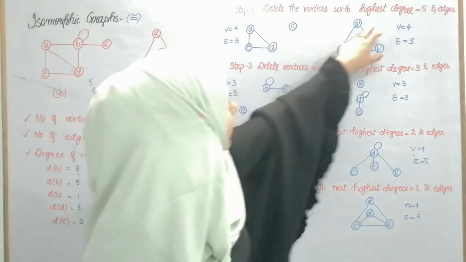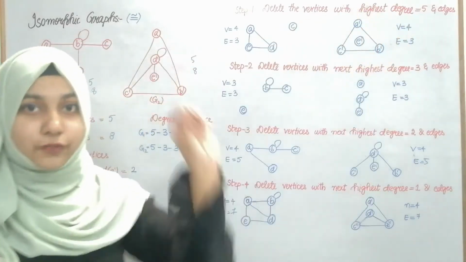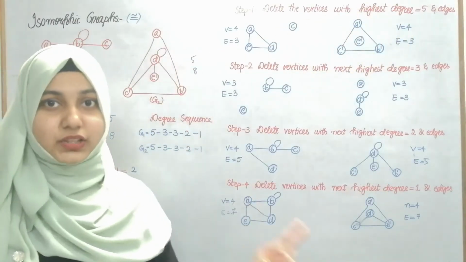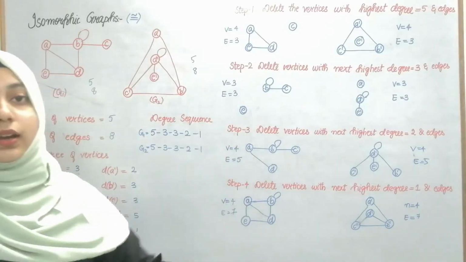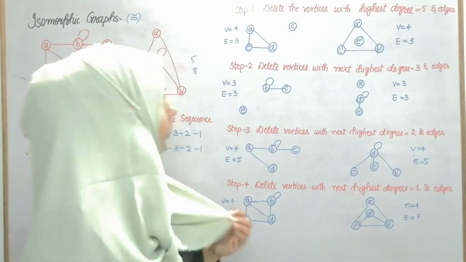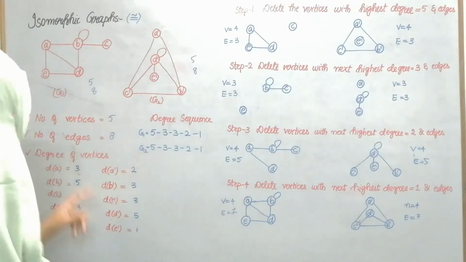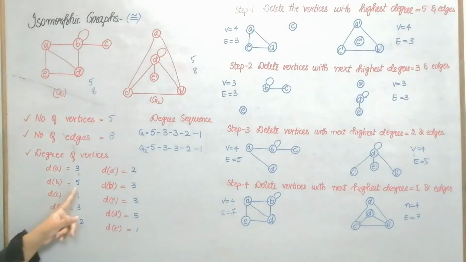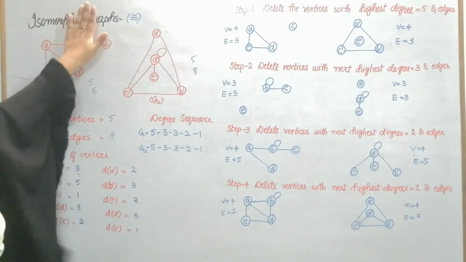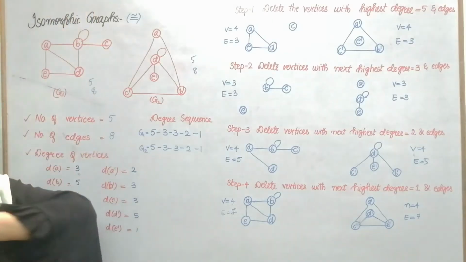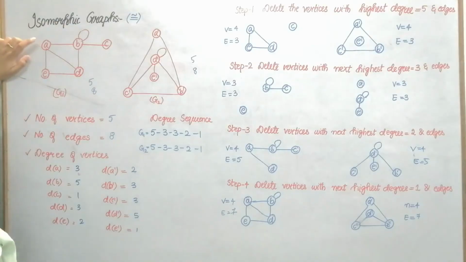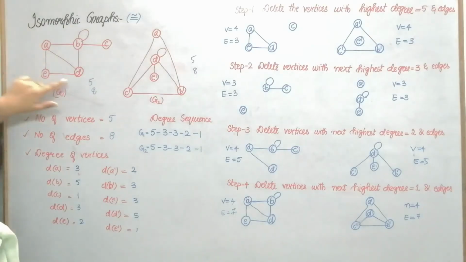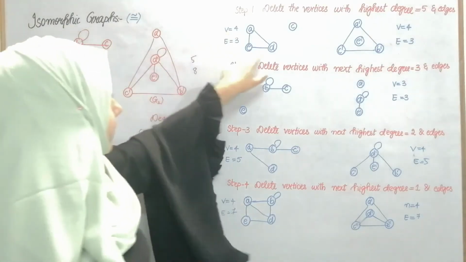In step 1, what is the highest degree? 5. So we are going to first delete the vertices which have degree 5 and the edges associated with them. Who got 5? In the first graph, the degree 5 is for B. So simply delete B and keep the rest as it is. If you are deleting B, the vertices left are A, E, D and C.